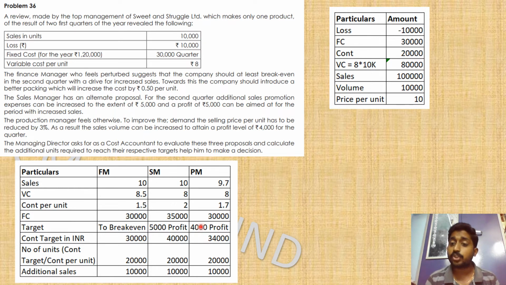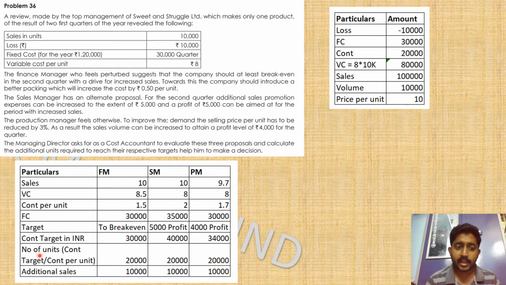The same way, 4,000 profit for the production manager's scenario. 4,000 is the profit. So 30,000 is the fixed cost, and over and above that, you have to take 4,000 for the profit. So 30,000 plus 4,000, 34,000 is the contribution target.